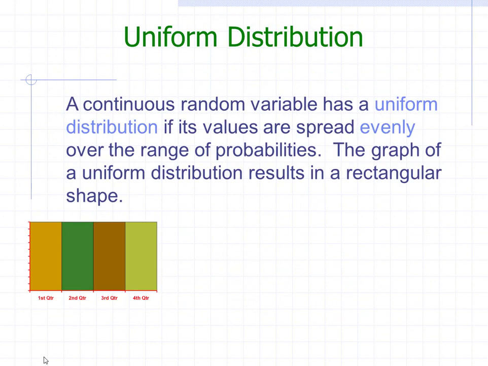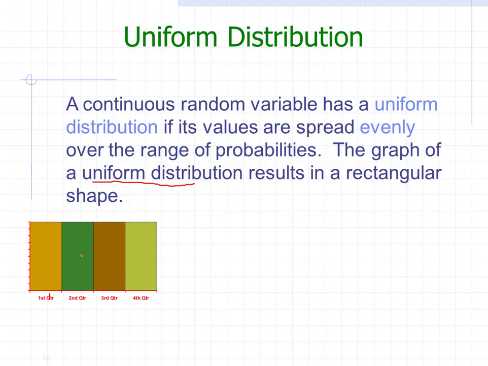Now, to help us get started, let's talk about a uniform distribution. That means its values are spread evenly over the range of probability. The graph of a uniform distribution is always a rectangle. So what they're telling you is some value, let's talk about the time in a football game. The time in the first quarter, the second quarter, the third quarter, and the fourth quarter are all the same.